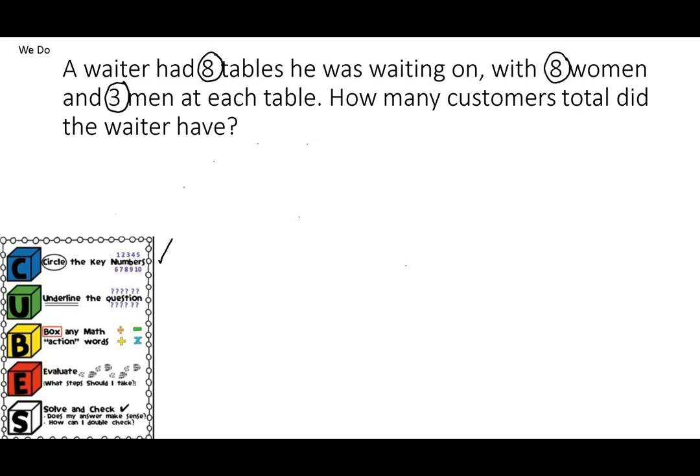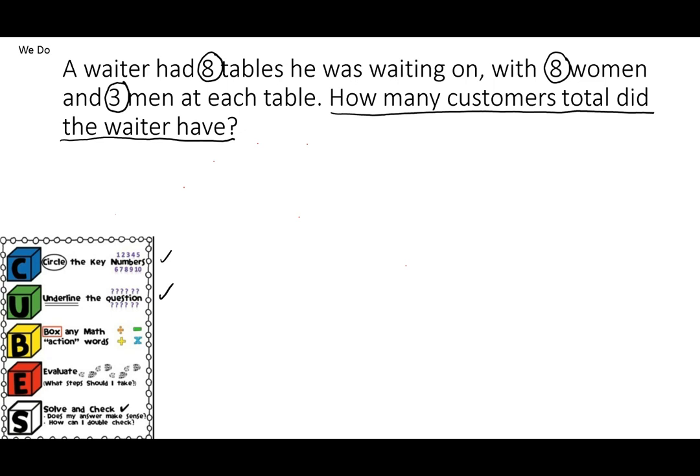Perfect. So after we do that part, we check. So the next step is to what? Perfect. Underline the question. And the question here is how many customers total did the waiter have? So the next step, we can check it off. And the next step says to box in any math action words.